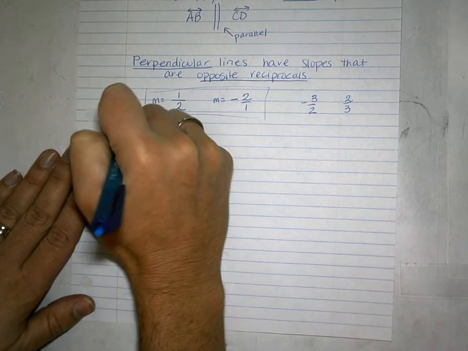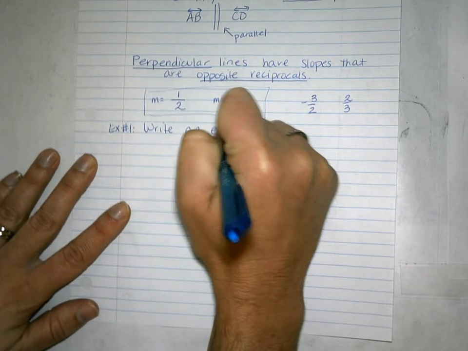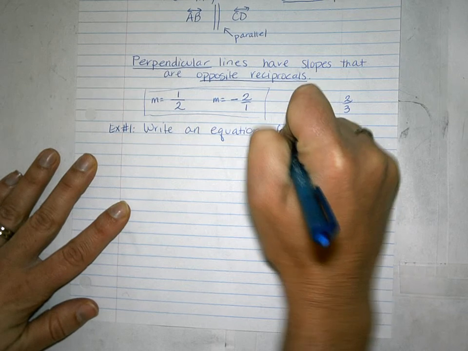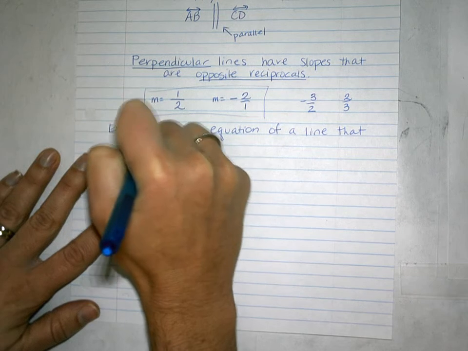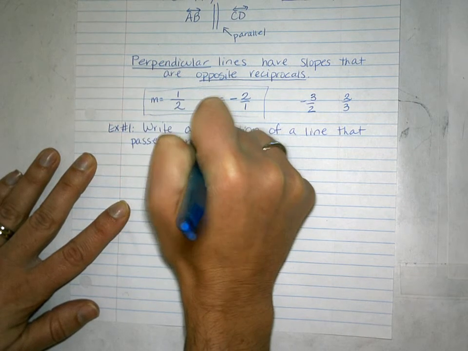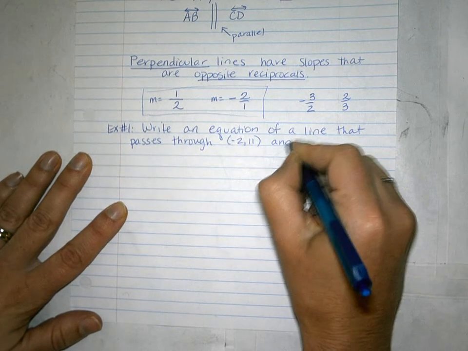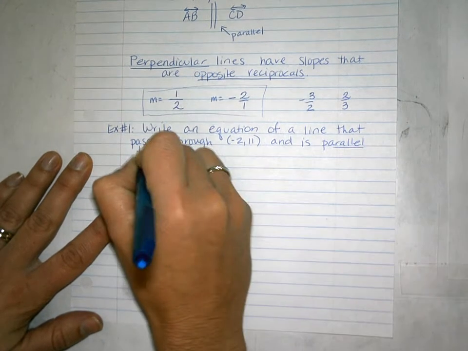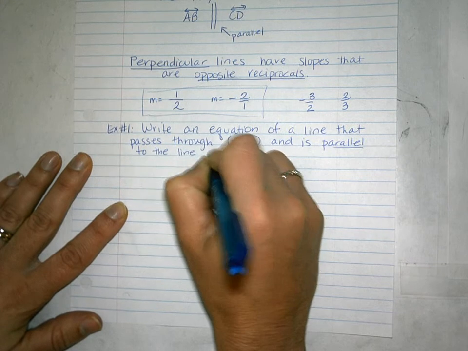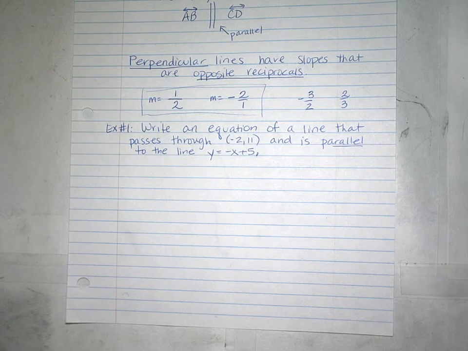So example number 1 says write an equation of a line that passes through, this sounds familiar, doesn't it? We've been working with this whole time, passes through the point (-2, 11) and is parallel, so that's the key word there, parallel to the line y equals -x plus 5. Now, I know I'm writing fast. You can get this on Edmodo to finish your notes if I'm writing too fast.